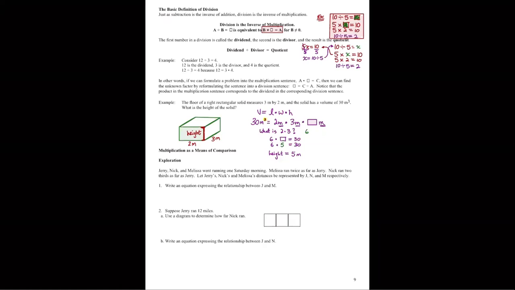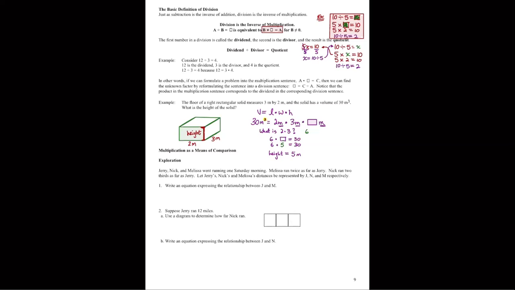Jerry, Nick, and Melissa went running one Saturday morning. Melissa ran twice as far as Jerry. Nick ran 2/3 as far as Jerry. So it's a bland kind of problem. But again, you let the juices flow and you see how you can make this more authentic. Let Jerry's, Nick's, and Melissa's distances be represented by J, N, and M respectively. So we would write an equation expressing the relationship between J and M. All right, so we focus on the key ingredients here.